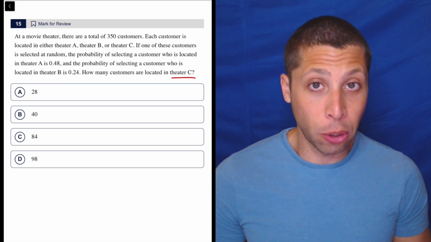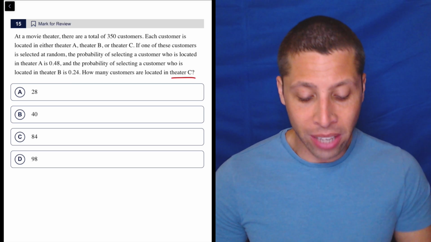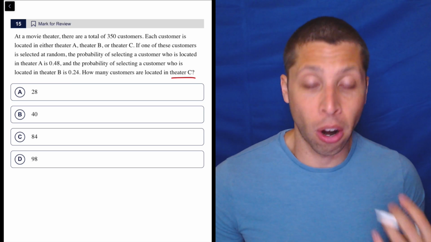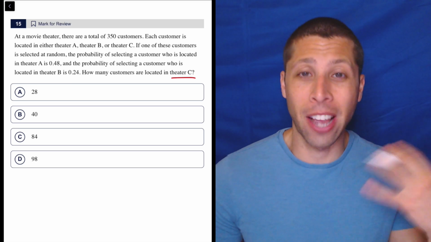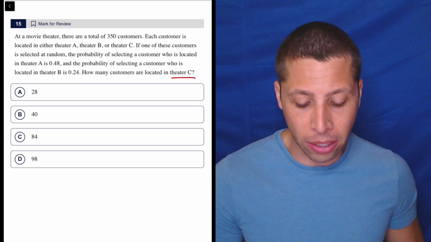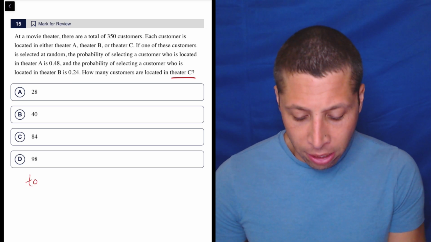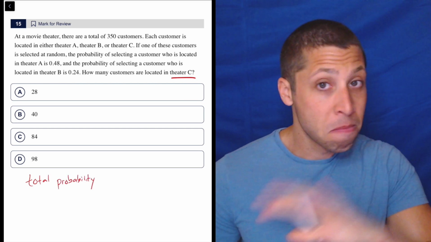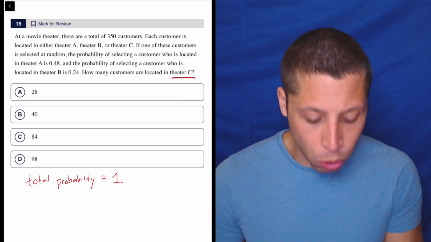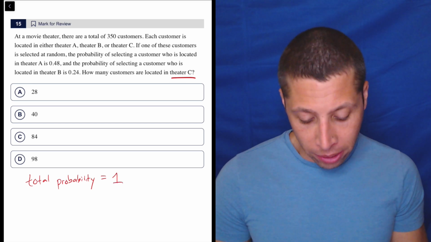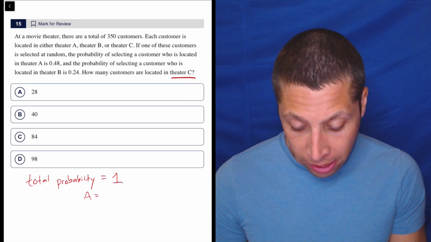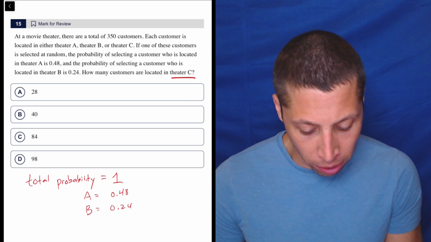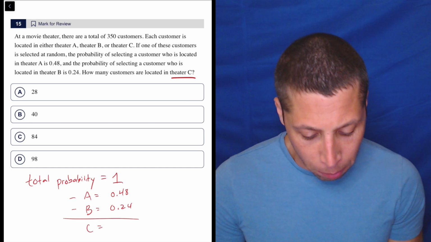So the 0.48, the 0.24, another way to think of that is 48% of the customers are in Theater A, 24% of the customers are in Theater B. So maybe that is just how naturally your brain is going to convert these probabilities. But another way to think of it is that the total probability, when we have decimals, for any situation is always equal to 1. So if we have A's probability at 0.48, and B's probability at 0.24, if we did some subtraction, we would get the probability of C.